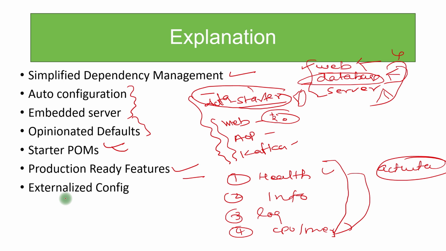Externalized configurations are there. When you create the Spring Boot application, you get the application.properties or application.yaml files. In there you can configure application related configuration very easily. Even if I have created my jar files, I can provide those application.properties from outside. That is what externalized configuration is, and it helps a lot.